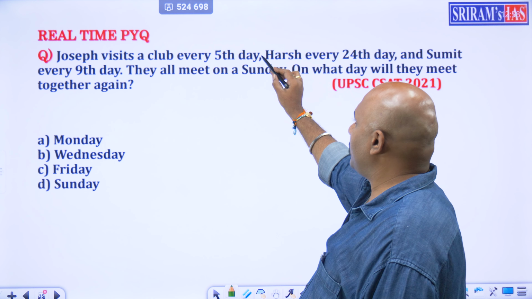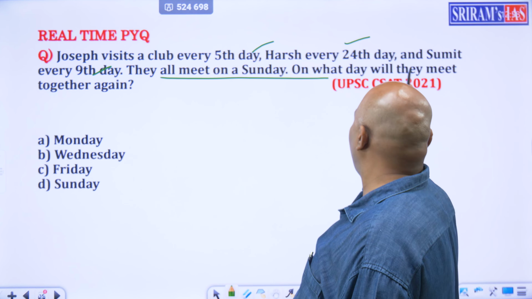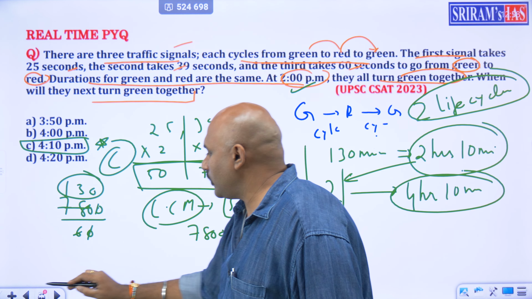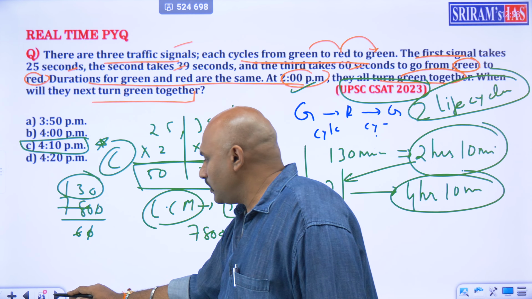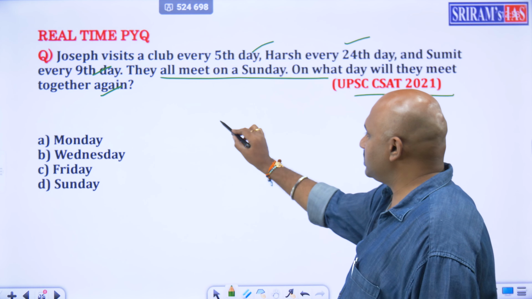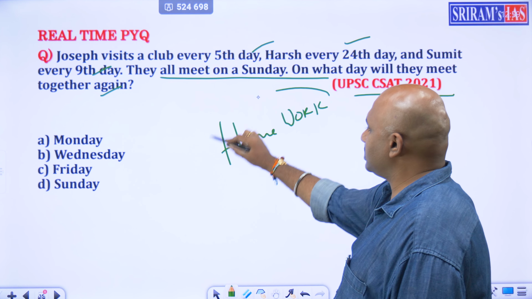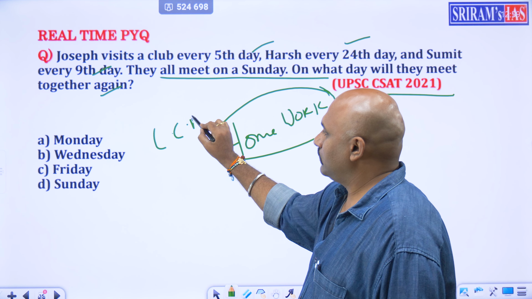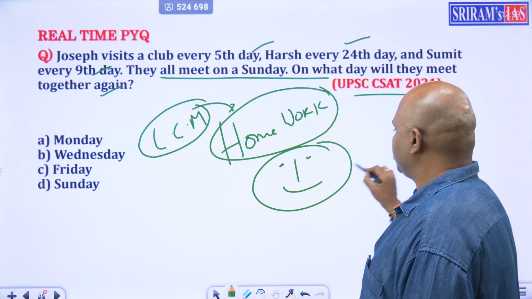Now, Joseph visits a club every 5th day, Harsh every 24th day and Sumit every 9th day. They all meet on Sunday, and what day will they meet together again? If you observe, this was a 2023 question. This is your homework question. Just use LCM for this. Try this question.